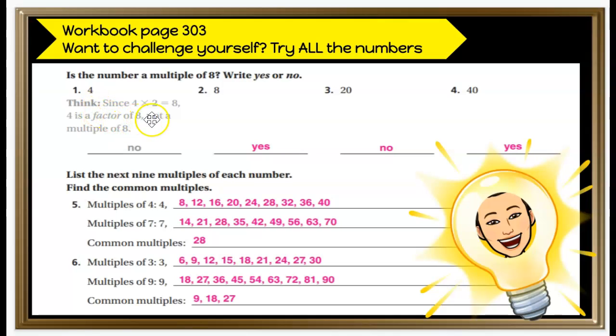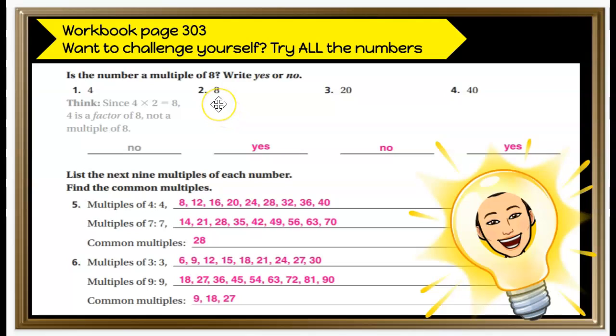4 times 2 is 8. However, boys and girls, when we are looking for multiples of 8, remember I mentioned that you will need to start with 8 because that is our given number. And we will need to multiply it by the counting numbers, starting at 1. So our multiples will start with 8 times 1, which is 8. We do not have 4 in our multiples. Therefore, 4 is not a multiple.